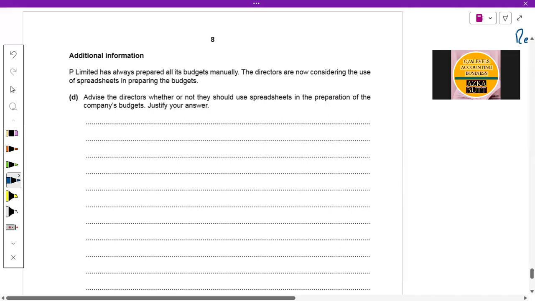So in conclusion, overall, the advantages of using spreadsheets, including improved accuracy, efficiency, flexibility and cost effectiveness, make them a strong tool for budget preparation for P Limited. So given these benefits, directors should move forward with adopting spreadsheets for the budgeting process while ensuring proper training and model management to avoid the potential pitfalls.